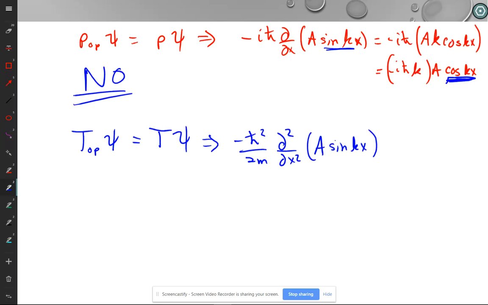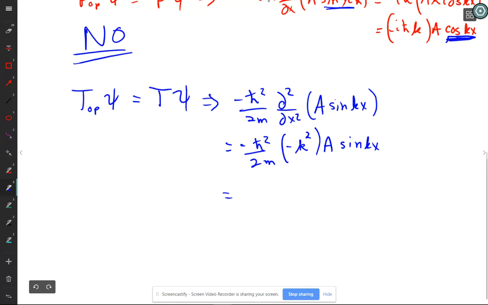Second derivative with respect to x of a sine kx. First derivative was ka cosine kx. What's the second derivative? The negative a k sine kx. Okay, we're going to have k squared, yeah, because k times k, negative k squared a sine kx.